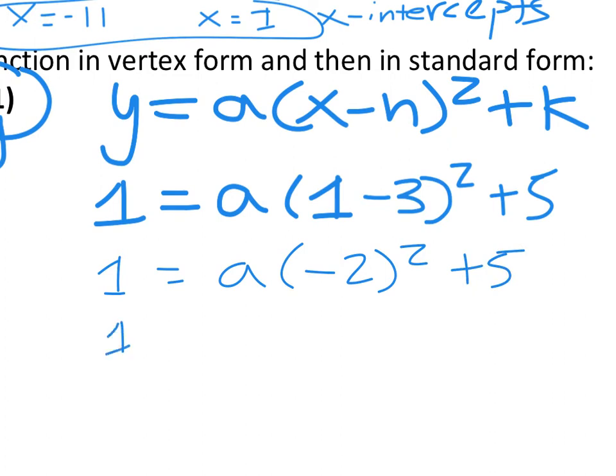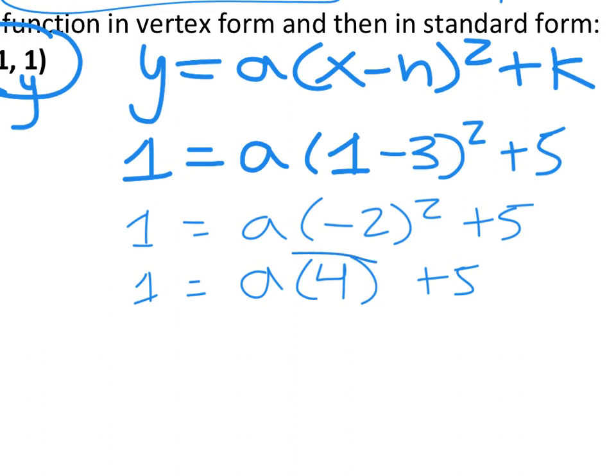I'm just doing BEDMAS, right? I'm doing brackets, so I did what's inside the brackets. Now I'm doing the exponent. Negative 2 to the power of 2. That's negative 2 times negative 2, which is 4. Now what I'm going to do to kind of make things look a little bit better is a times 4. I'm going to write that a different way. A times 4 is 4 times a. It's the same thing.